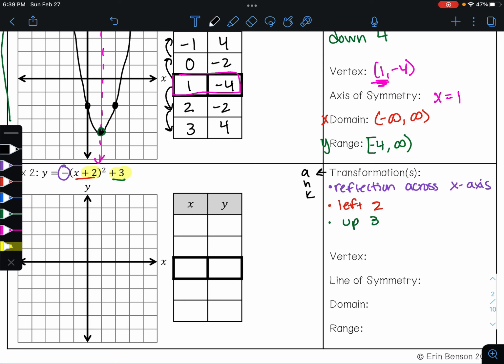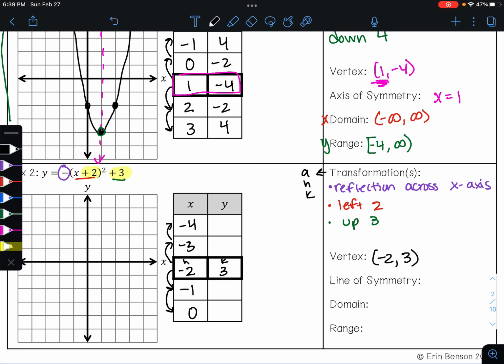So remember, this is H and this is K. You change the sign of H, so I have a +2, so that will be a -2. You keep the sign of K, K is 3. Once you have your vertex, so again our vertex is -2, 3, you can find your corresponding x values. After the number -2 is the number -1. After -1 is 0. Before -2 is -3. And before -3 is -4.